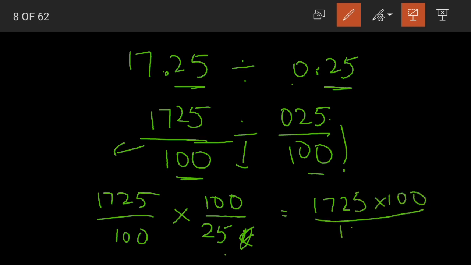It will be 1725 into 100 divided by 100 into 25. We have 100 ones are 100. Yes, both the hundreds get cancelled. Now what are we left with? 1725 divided by 25. This is what we are left with.